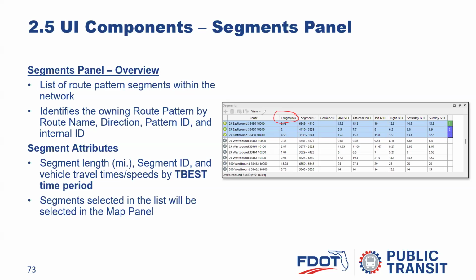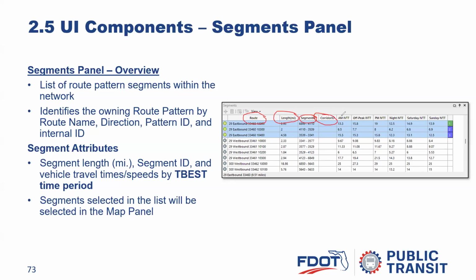We also have the route lookup. So it's basically telling you this is 29 eastbound. It's giving you the pattern ID and then an internal ID for TBEST for the actual segment ID. So this, again, is not editable directly in this panel. You can edit the route name and direction and all that elsewhere, but not in this panel. Segment ID is editable. Corridor ID is editable.